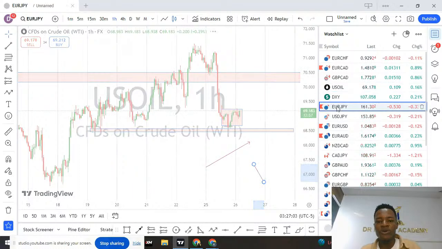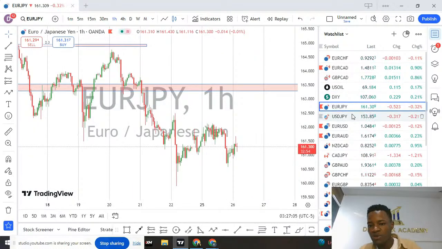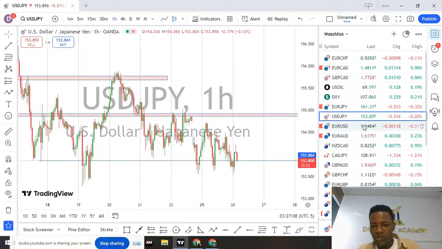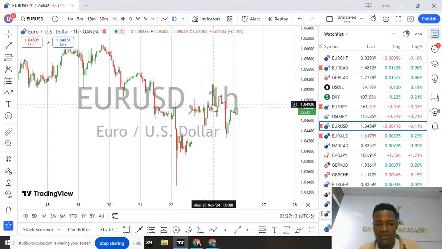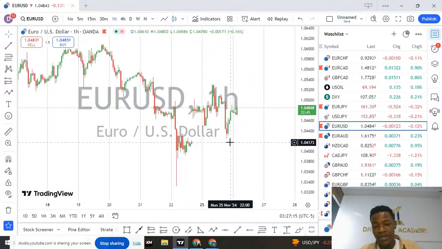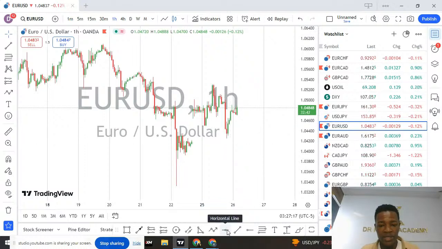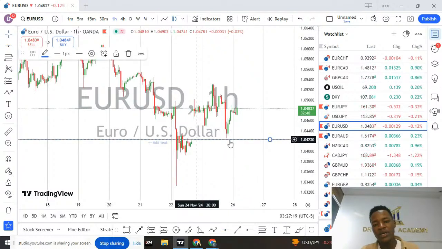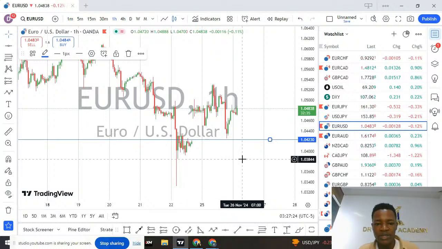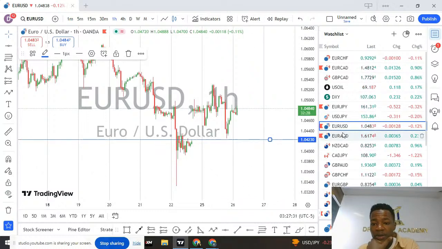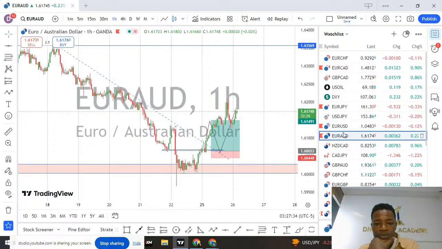So Euro JPY, we don't have Euro JPY. Among the JPYs we only trade GBP JPY. Euro USD: the same case as yesterday. I gave a sell yesterday on my VIP, and I was targeting this market. My TP was here. I gave a sell, and I was looking for this market to come back again here to fill in this gap. TP hit. Someone on my VIP updated me about the TP hit on US oil and Euro USD, and then we have Euro AUD. So this is a pair we are looking to trade.